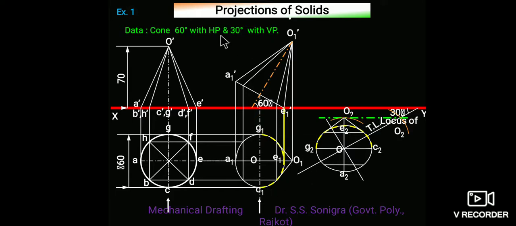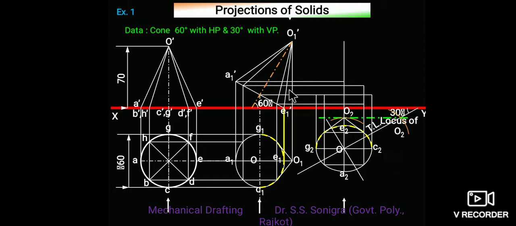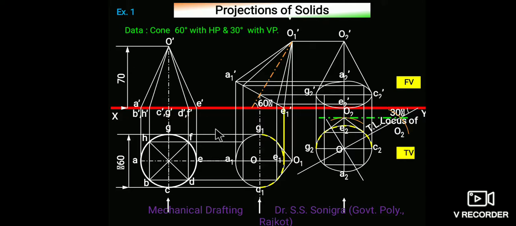You don't have to rotate this top view directly 30 degree with VP. You have to do correction in angle, and after doing this correction, just follow the steps we do regularly. Take projections from here, vertical lines and horizontal lines from here, find out respective points and join them appropriately. And this is the top view. This is the front view of the given problem. So I hope it's clear to you. 6 steps are there. It proceeds like this: first, second, third, fourth, 5 and 6.